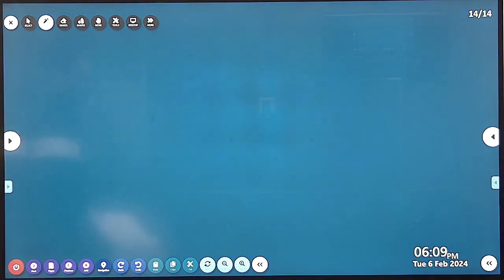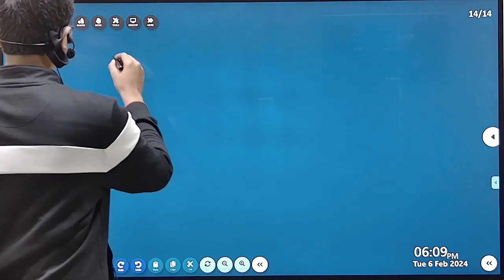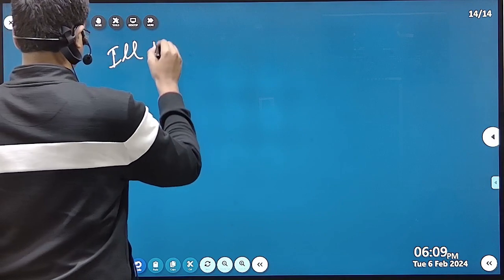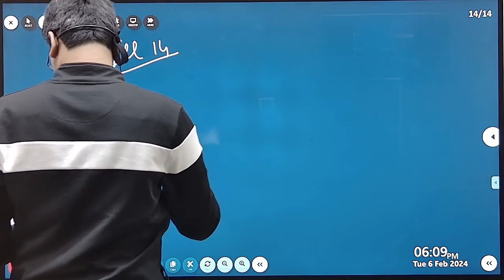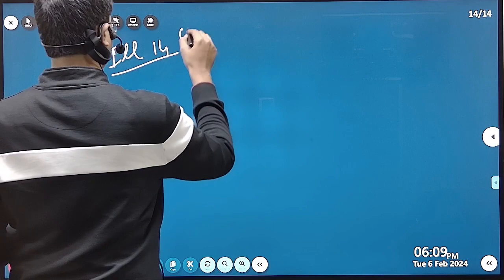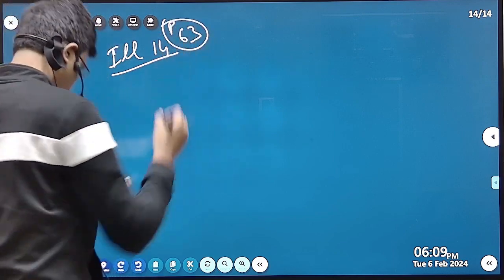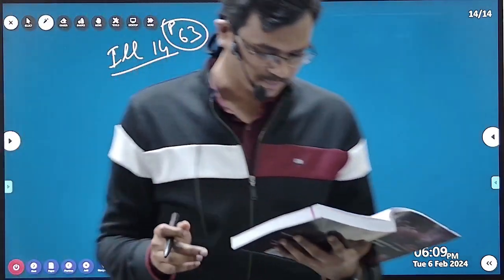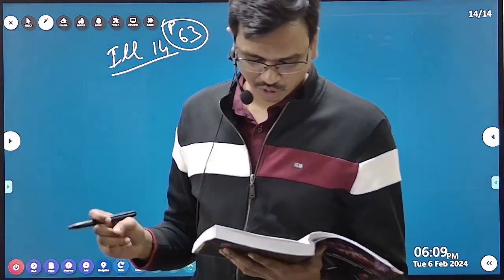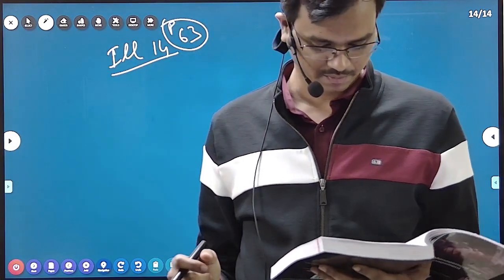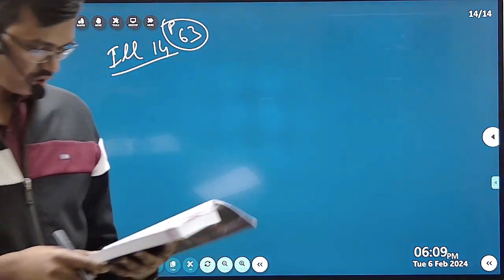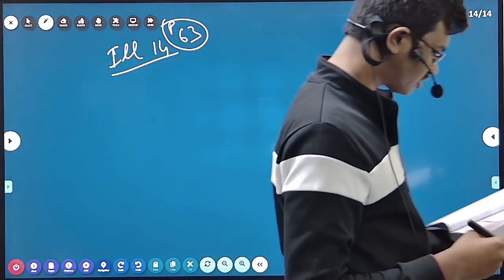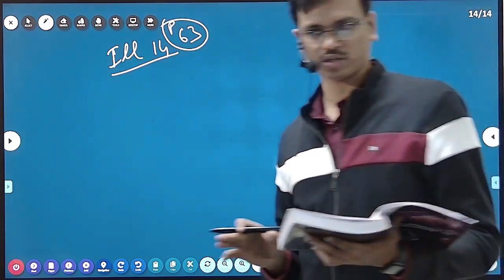Now let us look at a problem. Illustration 14, page number 63. Okay. So here he says, ABC company has developed a forecast for the group of items that has the following demand pattern. Okay. So he is looking at 8 quarters. He has given the data for 8 quarters, and he has given the demand for each quarter, right?